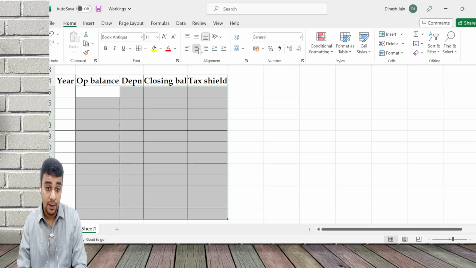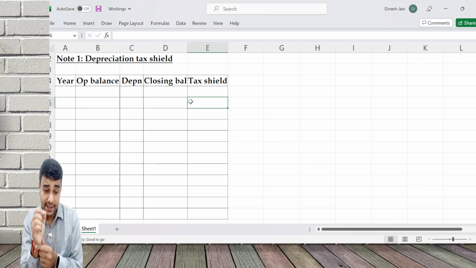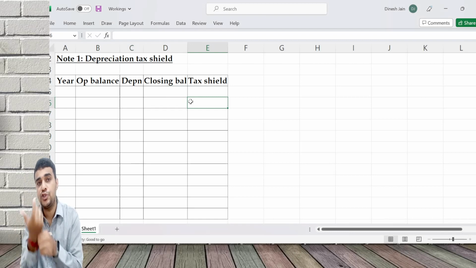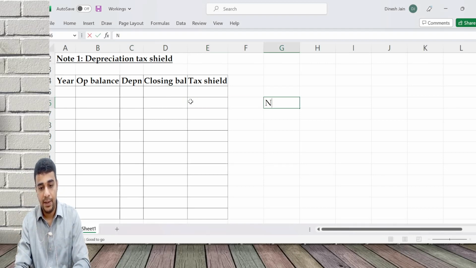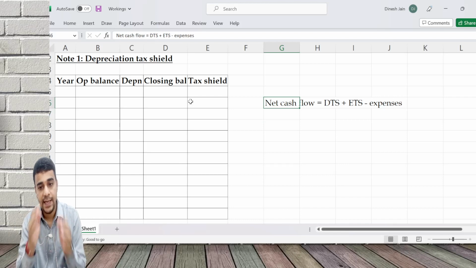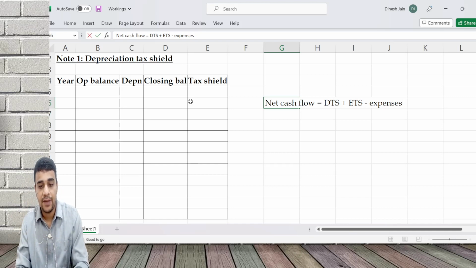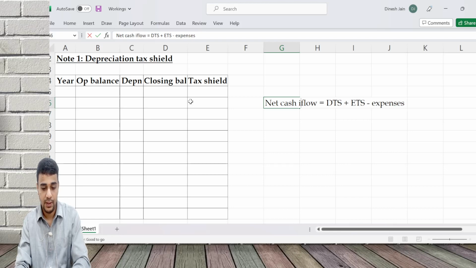Here they can make it even more complicated by giving certain expenses also. If they give you expense in the problem, then expense is an outflow. On the expense also you'll have a tax shield. So if there was an expense, my net cash flow is depreciation tax shield, expense tax shield minus the expenses. Expense is my outflow, or you can calculate inflow outflow. That's your wish. You can say expenses minus the depreciation tax shield minus the expense tax shield is my net cash outflow. This I've calculated as net cash inflow in this scenario.